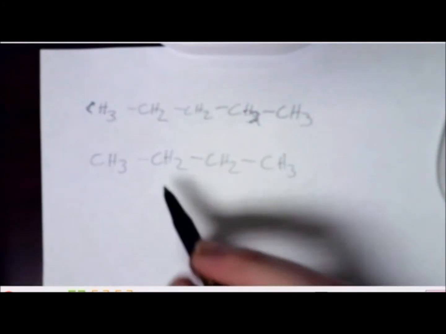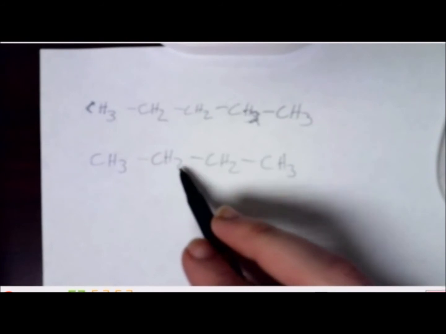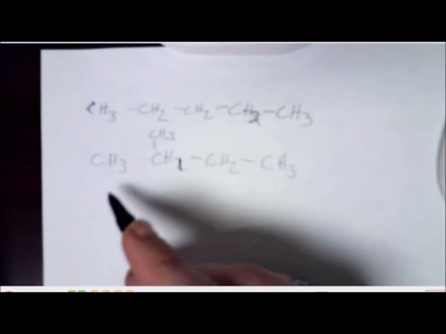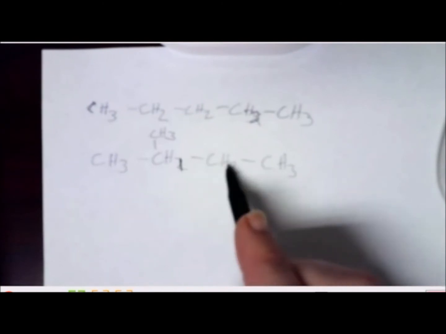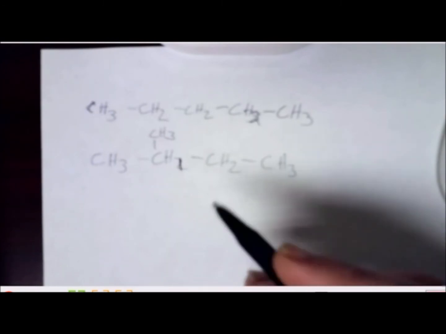Now, instead of attacking the end, what if I attacked one of the middle, secondary carbons? If I attack here, we have our isopentane, 1, 2, 3, 4, 5. If I did it here instead, you'd have 1, 2, 3, 4, 5, still the same molecule. So there's a third isomer, but I can't form it using butane.